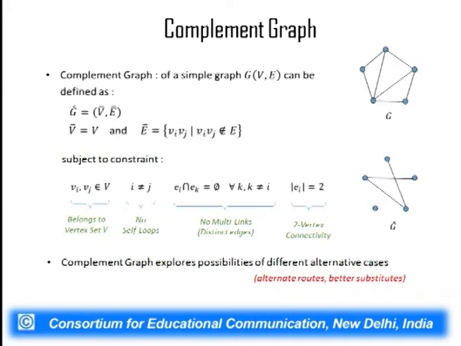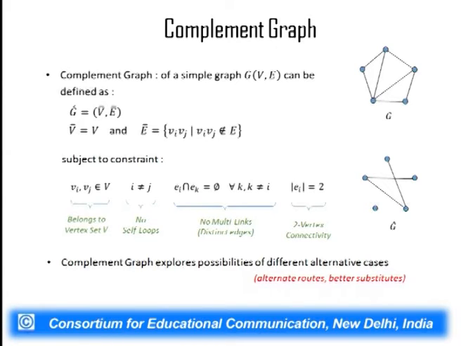And what about the edge set? Now, the complement graph will have those edges that are not there in the original graph. All the possible edges that were not present in the original graph will come in the complement graph. As you can see in the second figure, it has all the vertices, but the edges are the complement of the original graph G.